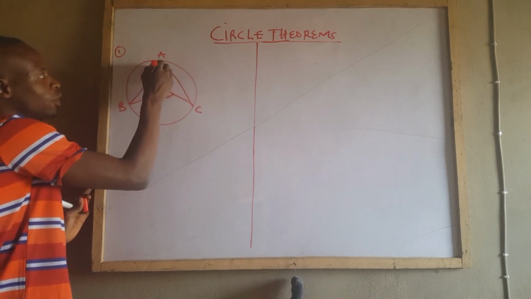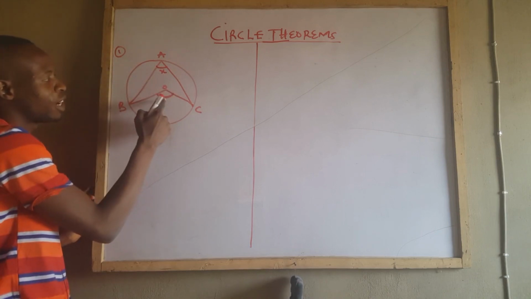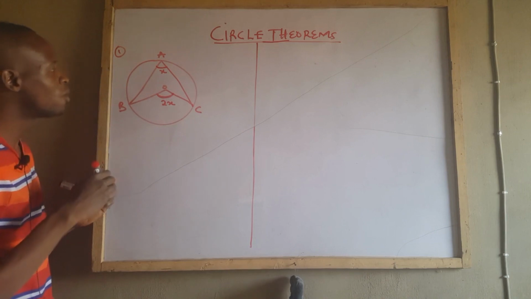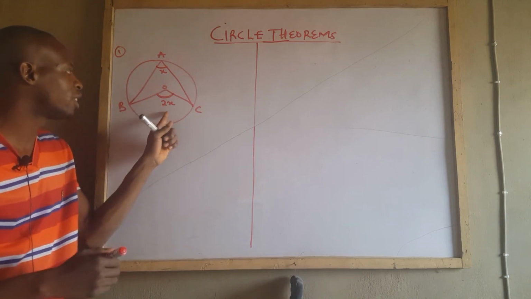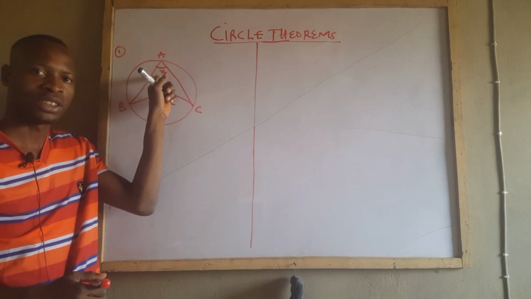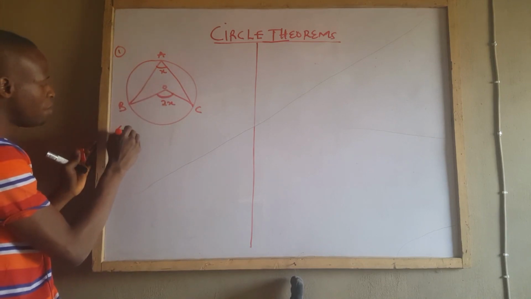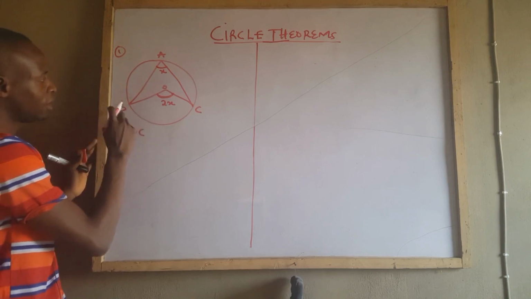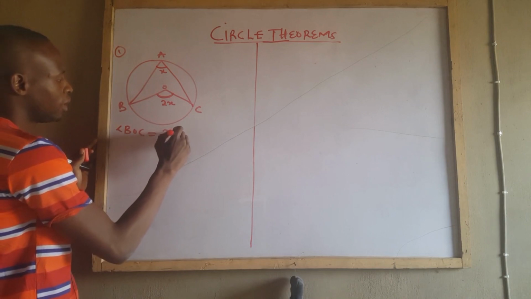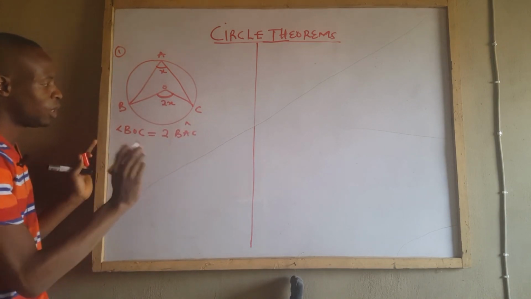So let's assume this point is point A, and it has an angle x. So that means the angle I'm to have here is going to be what? 2x. So that means angle at center. For us to have this angle at center, it must be twice any angle you have at this point. Okay? So that means I can simply say that angle BOC is equal to twice angle BAC.